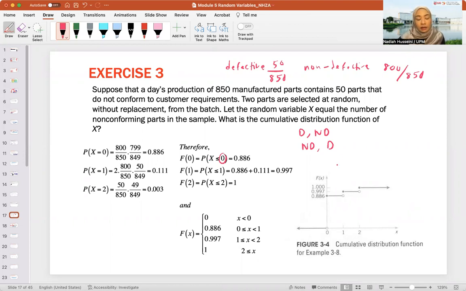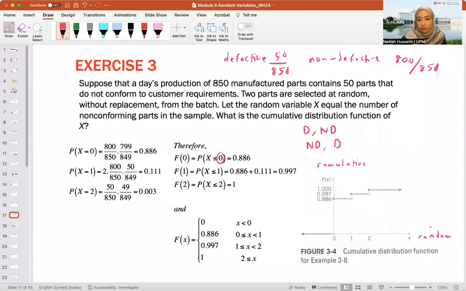So here we know that when x is equal to 0, it is 0.886, right? So 0.886 is 0. So this is my x-axis. Look at the graph over here. This is my x-axis, and this is my y-axis. My y-axis will tell me my cumulative distribution function, or like the values, right? And x is the random variable. To make this bigger because it's quite small.